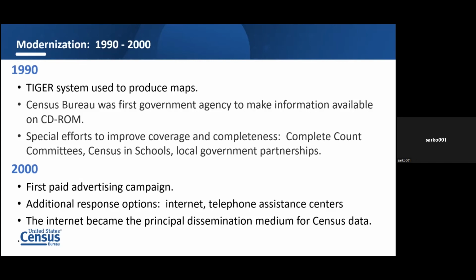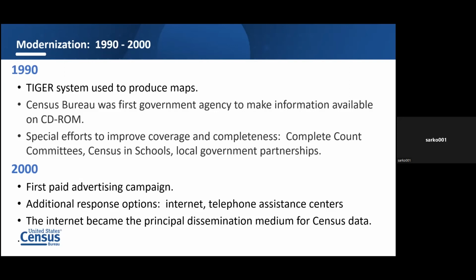Americans were alerted to the importance of responding to the 90 census by extensive public television, radio, print advertising, promotion activities, which included complete count committees, information kits and lesson plans for schools, which was called Census in Schools, and for churches, local government outreach, and partnership and pro bono public service announcements.